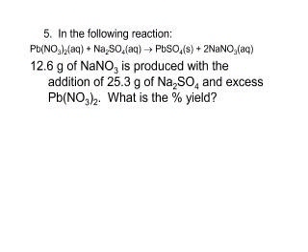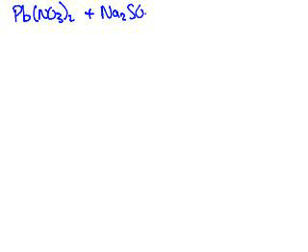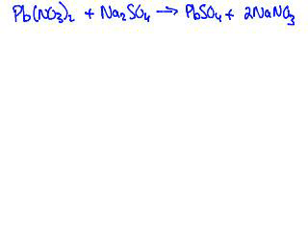I believe we've got question number 5. Hold on, let's see. Oh, here it goes. In the following reaction, 12.6 grams of sodium nitrate is produced with the addition, what is the percentage of yield? I need a blank screen because I need space, you know me. So let me rewrite the equation here. Pb(NO3)2 plus sodium sulfate, Na2SO4, makes the precipitate lead sulfate, PbSO4, plus 2NaNO3.